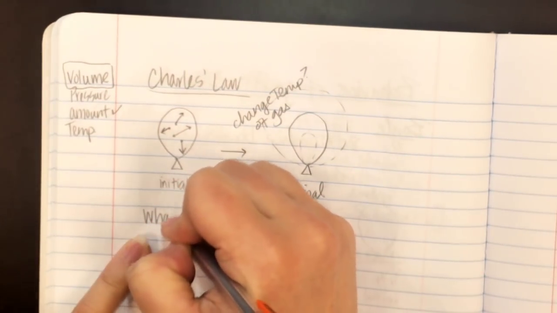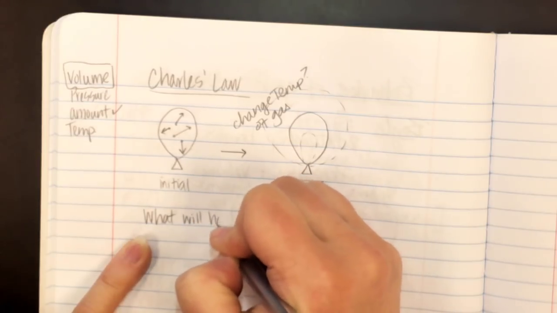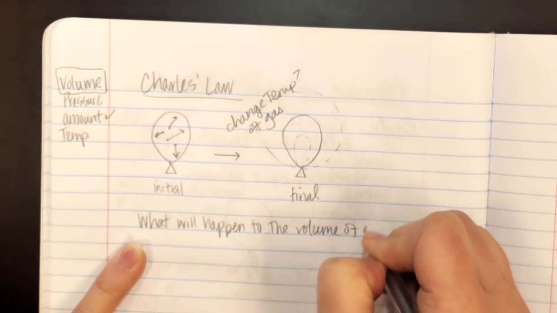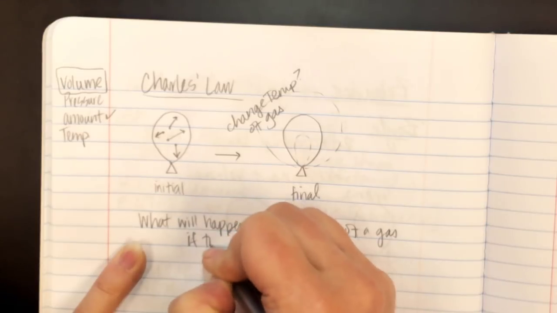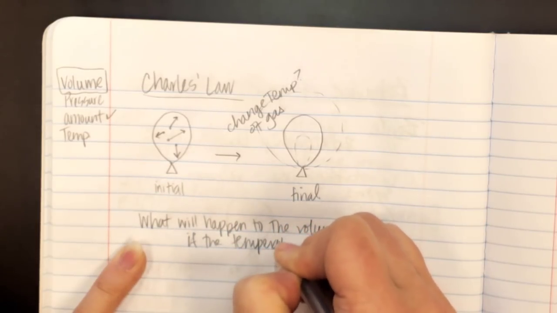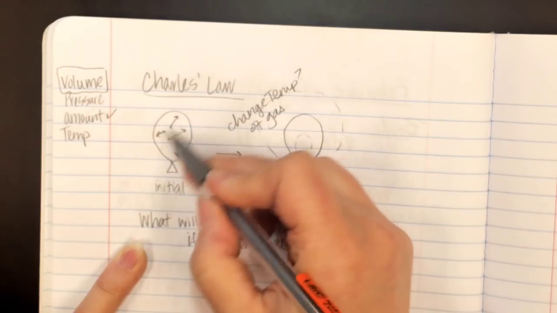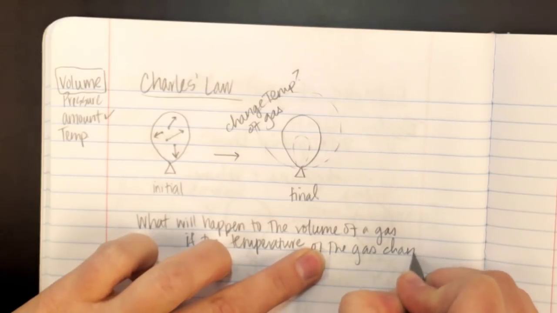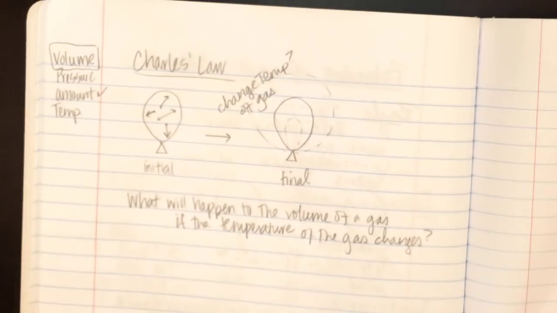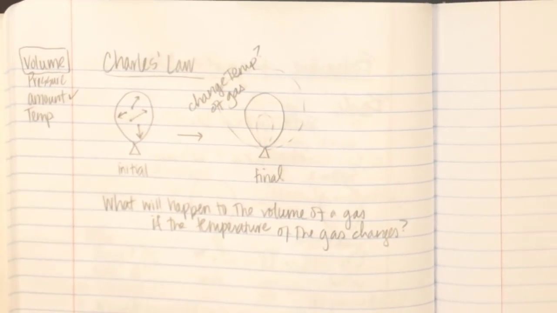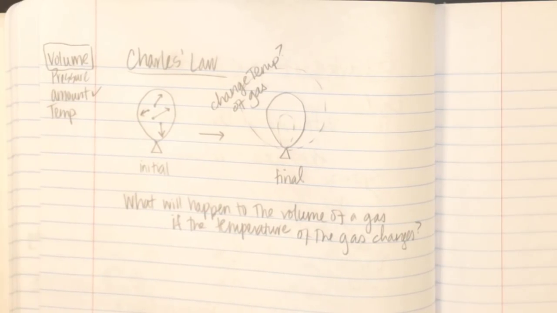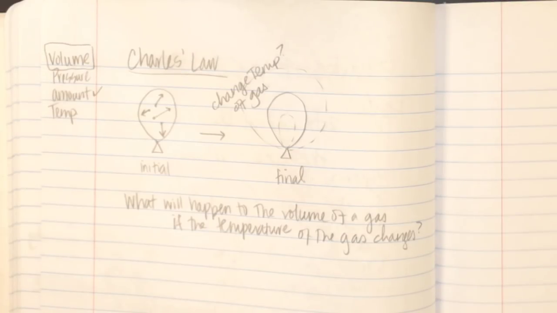So what will happen to the volume of a gas if the temperature, which we said is just a measurement of how fast they're moving, if the temperature of the gas changes? All right, what will happen to the volume of a gas if the temperature of the gas changes? All right, so we wrote that down, and I'm going to do an investigation.